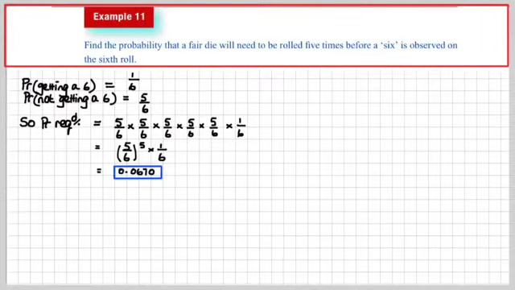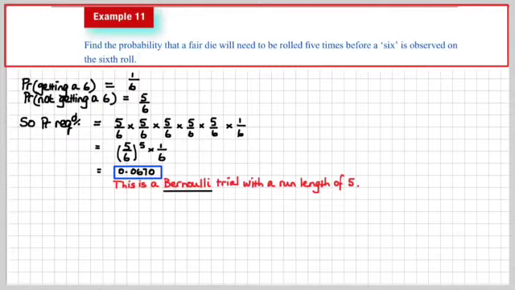That would come to 0.0670, okay? There you go. That is the probability of that scenario, okay? That is a Bernoulli trial with a run length of 5, isn't it? Run length of 5, that's the length of the run of the same outcome, okay? The same outcome before we bite the dust and get the failure which stops our momentum.